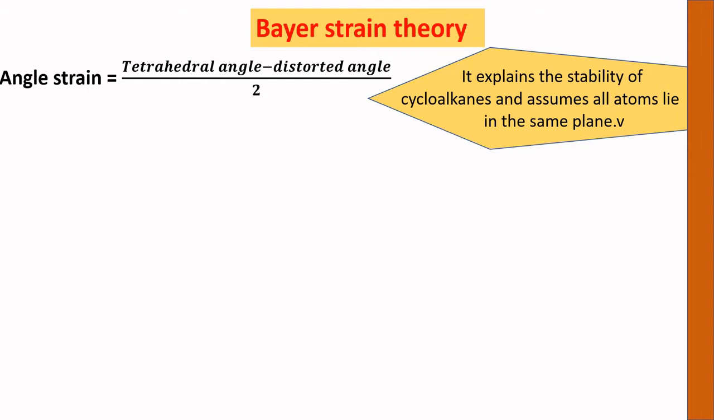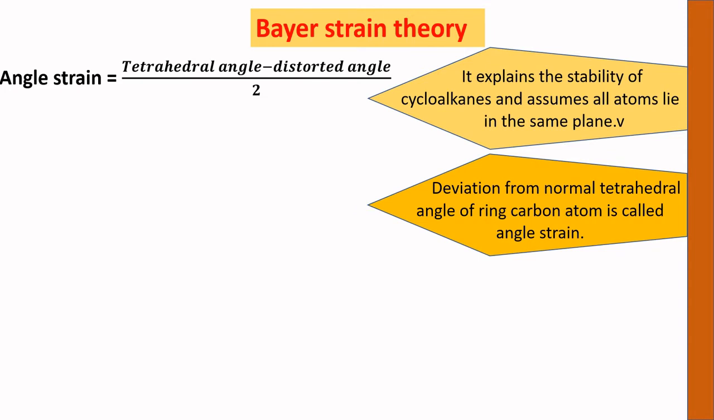So here we'll get to know what a strain for a compound is. And Bayer strain: what is Bayer strain theory? Bayer is a scientist. It talks about the strain in the compound, and the way he approached the strain in a compound is known as Bayer strain theory. It explains the stability of cycloalkanes, and it assumes that all the carbon atoms which are forming the ring lie in the same plane.